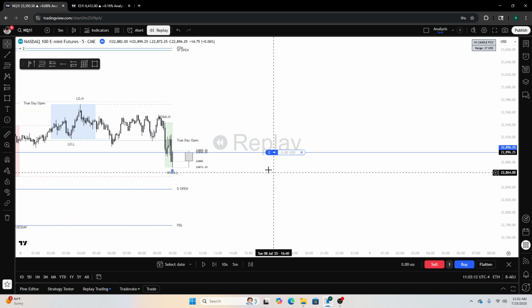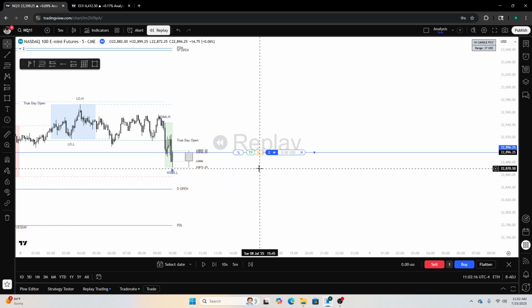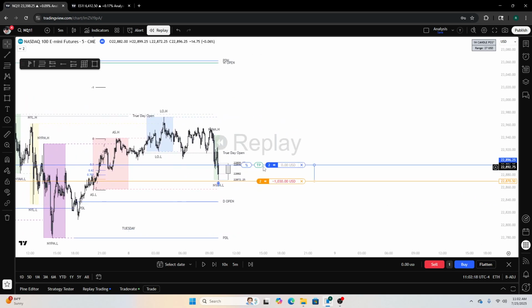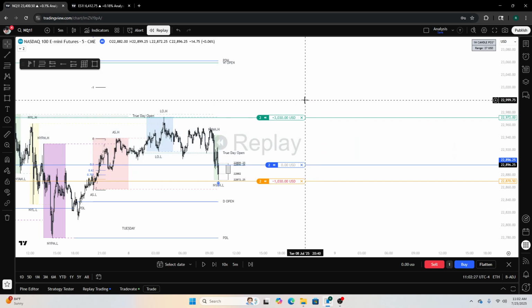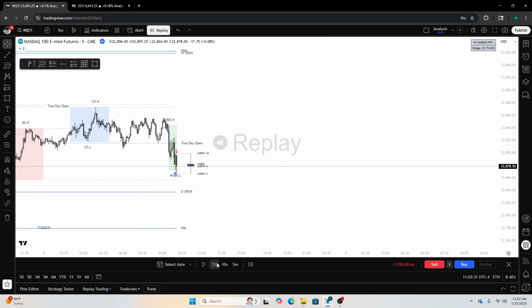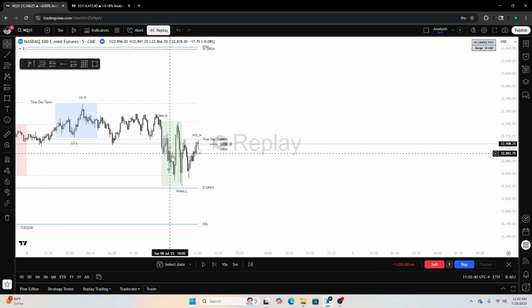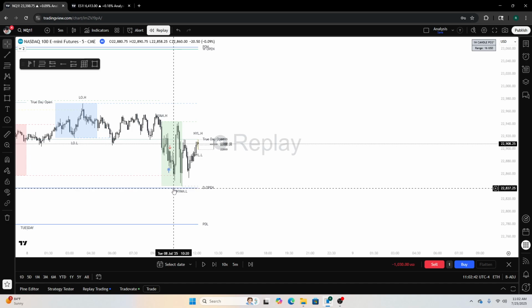Watch. Price is going to shoot up. Set $1,000 stop loss, let's just say. Target London highs and true day open. Wait, no, that's past true day open. So London highs. This is a 1 to 3 risk to reward. Stopped out. Let's see what happens right after that. As soon as we get stopped, longs happened.